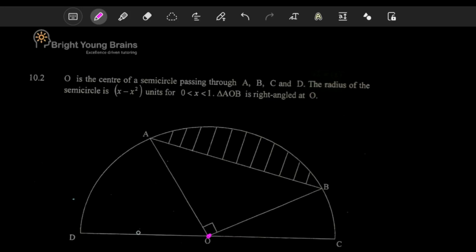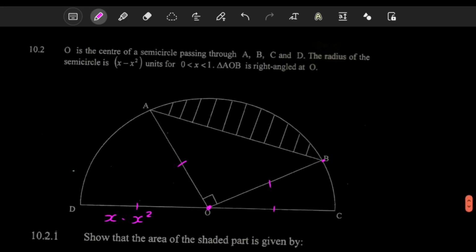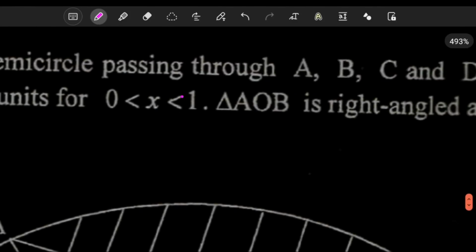This semicircle passes through these points. Since it's a semicircle, we know that this is equal to this. This is also a center to the circumference, so this is also equal. Now they said the radius of the semicircle is x minus x squared. So this is x minus x squared, same as this, same as this. Keep that information. They said it is x minus x squared units where x is between 0 and a half.